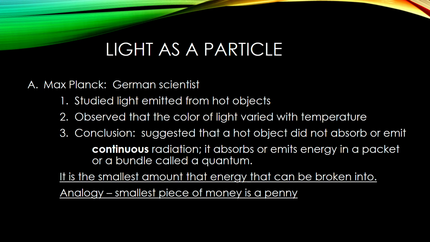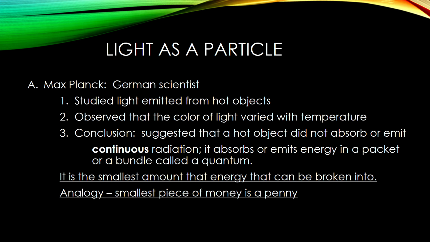Now, this is not the only way we think of light anymore. We also think of light as a particle. And it all started with a guy named Max Planck. He was a German scientist, and he studied light that was emitted from hot objects. Think of an electric stove with those coils. When they heat up, they turn red. What he observed was that the color of light varied with the temperature of the object.